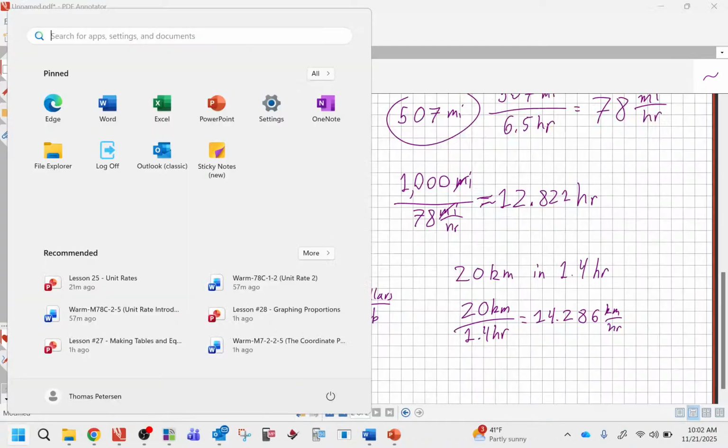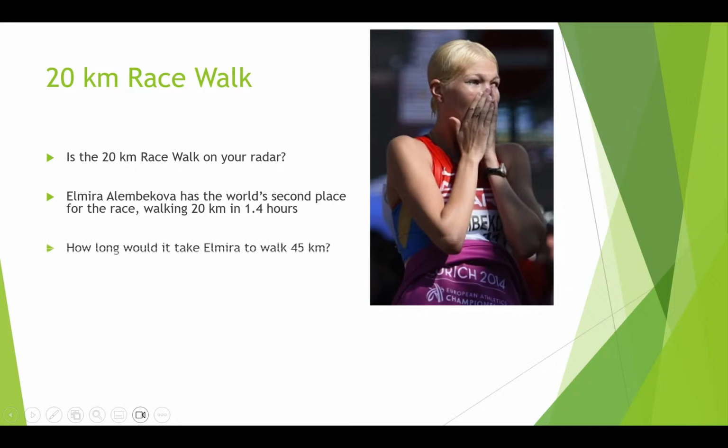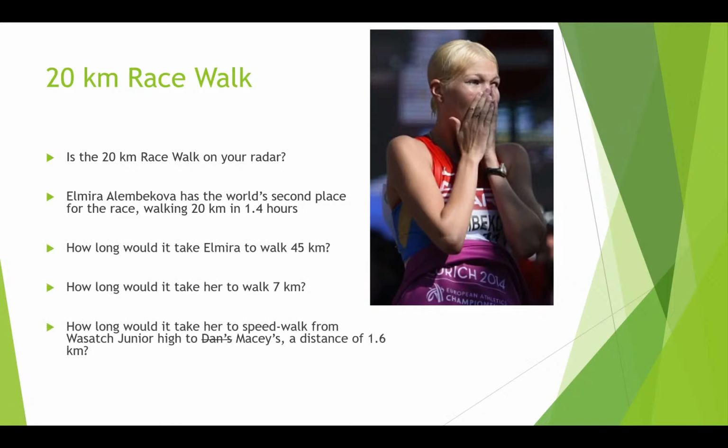The question we're going to answer is, how long would it take? Actually, I like this one. How long would it take her to speed walk from Wasatch Junior High to Macy's, which is 1.6 kilometers? Like, if she was here and she was like, I need some sushi from Macy's, and she power walked the whole way, it would be 1.6 kilometers. You tell me, guys, how long would it take her?